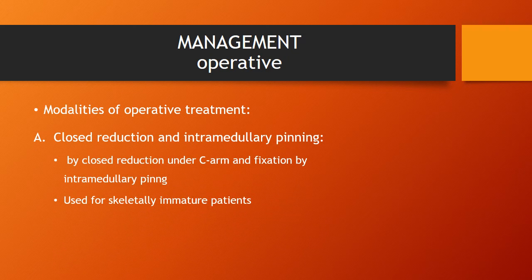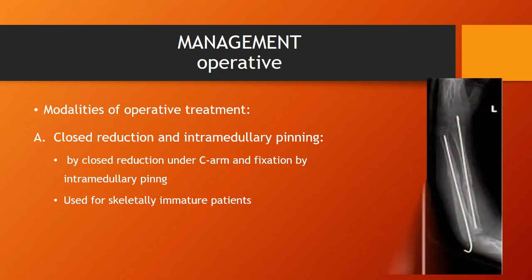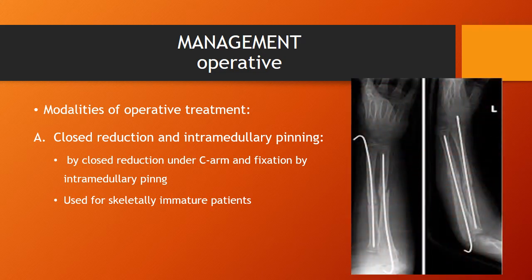The first modality is closed reduction and intramedullary pinning. This can be done by closed reduction of the fracture under C-arm guidance and fixation by intramedullary pinning. This can be used for skeletally immature patients. This is a photo showing the patient with two intramedullary wires, one for the radius and one for the ulna, for fixation of a middle third transverse fracture of both bones.